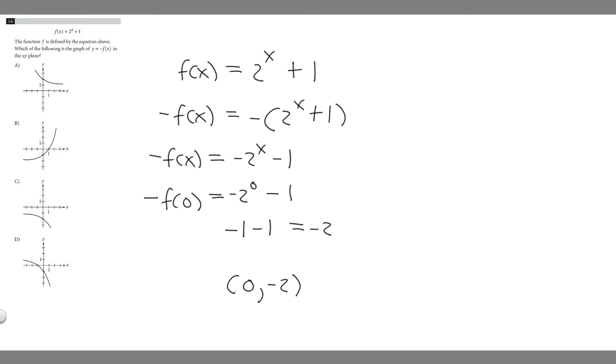If we look at A, this would be 0, minus 2. It doesn't go through it, so it can't be A. B, this would be 0, minus 2, doesn't go through it. C, 0, minus 2 is right here, and it does go through it. So C is an option.